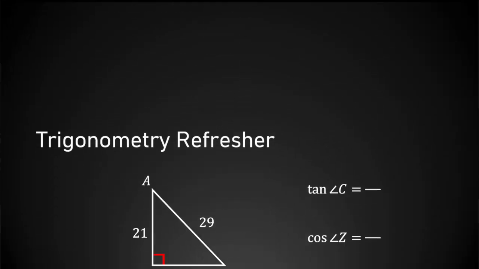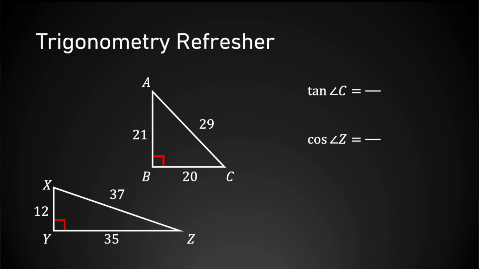So we remember regular trigonometry from last week. In this example, the tangent of angle C is the ratio of the opposite side from C, which is AB, to the adjacent side, which is BC. So that's 21 over 20.